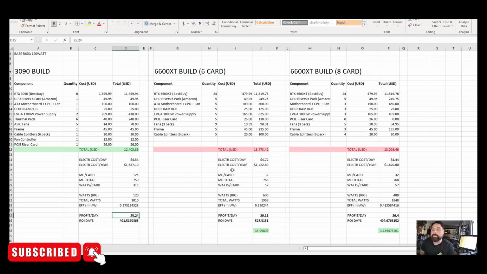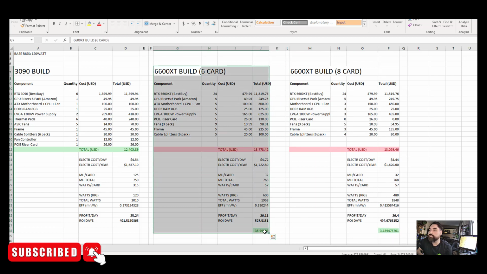Profit per day as per today on What To Mine, entering these wattage and megahash values, are 25.24, 26.11, and 26.40 respectively, left to right. ROI on the 3090 is 491 days. ROI on the 6600 is 527, and the ROI on the 8 card is 494. So we're looking at a 3-day difference on the 8 card rigs, which I would build. I wouldn't build these, but we're looking at a 3-day difference on ROI and a 35-day difference on the 6 card rig.